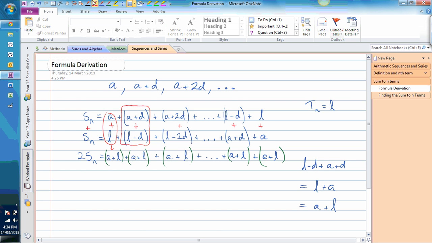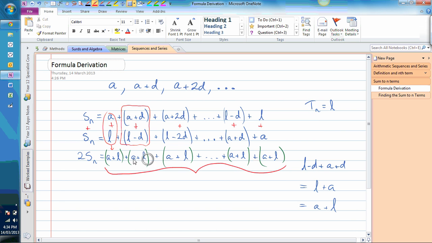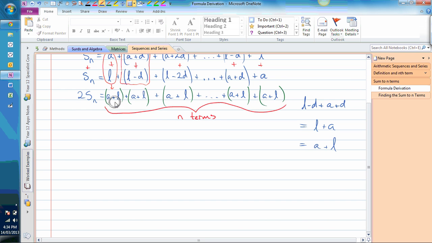The question is, how many of these are there? Well, this was a series to n terms. L represented the nth term. So it makes sense that if I counted up all of these, I'm going to get whatever n is. There are n of these A plus L's along here. There are n terms here. So it follows that if I have a bunch of things added together and they're all exactly the same thing, I can write this as n lots of A plus L.